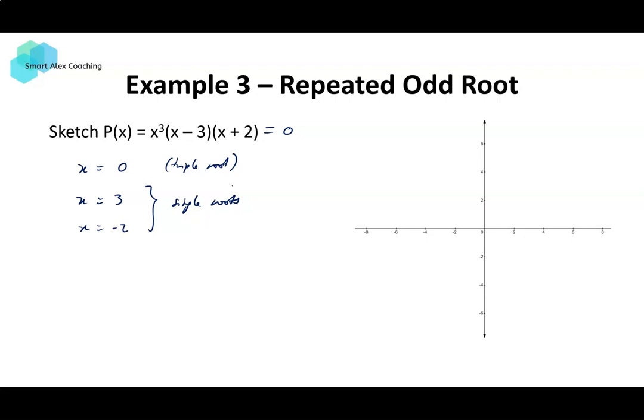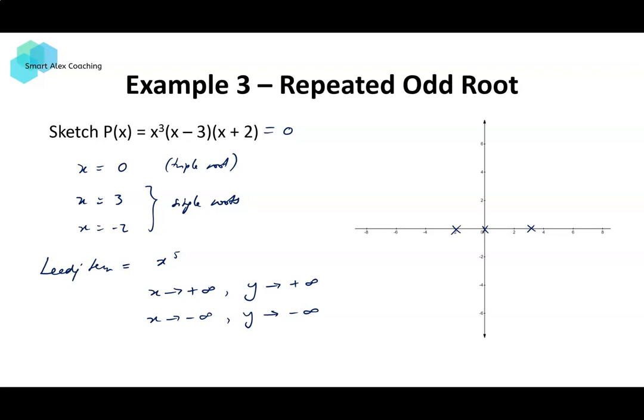Marking it on the diagram again. There's a root at the origin, x equals 0, at 3, and at x equals minus 2. Looking at the leading term of p of x, it is going to be x to the 5. When x approaches positive infinity, y will approach positive infinity. When x approaches negative infinity, y will approach negative infinity as well.